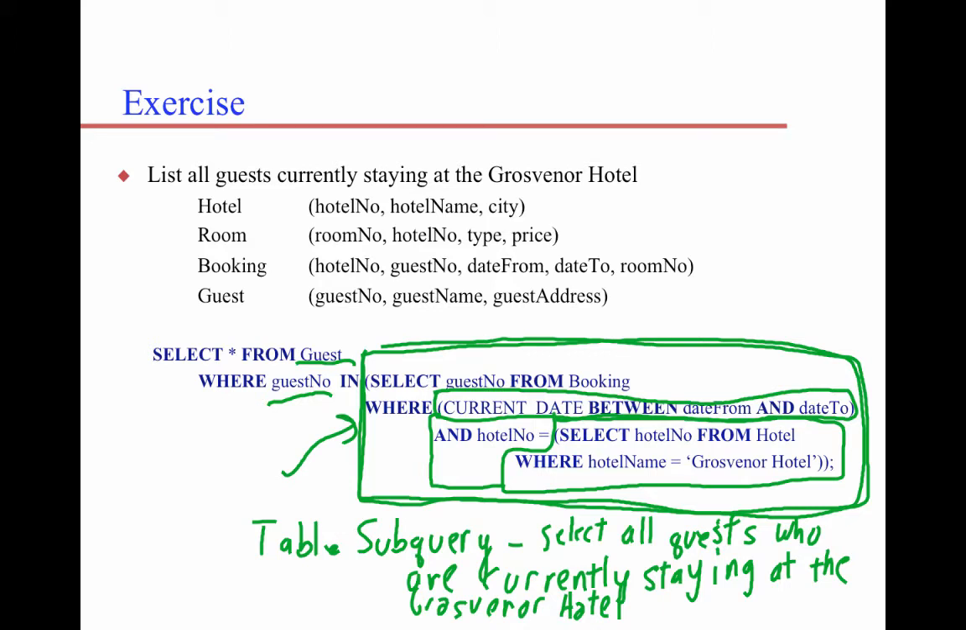Okay, does that make sense? Yes, Suresh. Is that star from guest equivalent to all of guest number, guest name, and guest address? Correct. So the select star says to print all attributes from the guest relation. When we started doing this, you wrote that current date was... Is that like a shorthand? That's a shorthand.